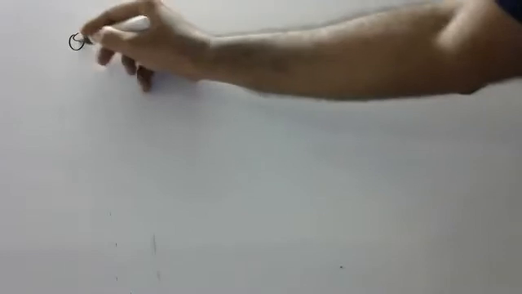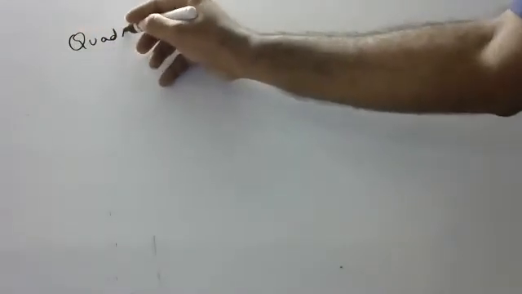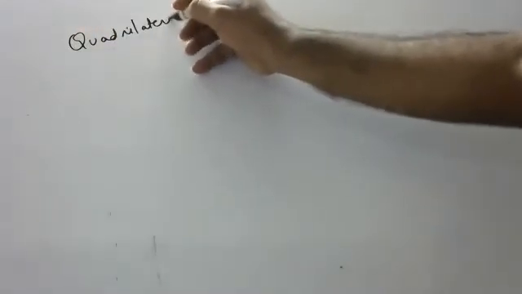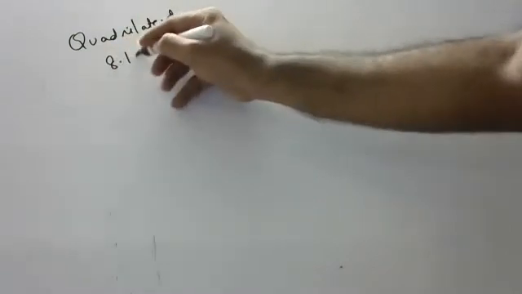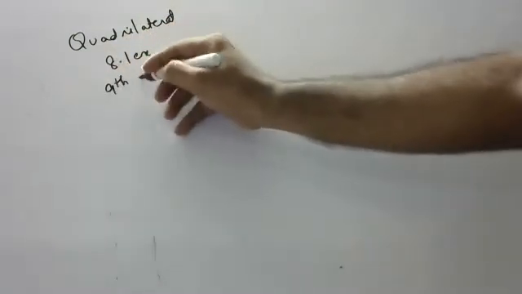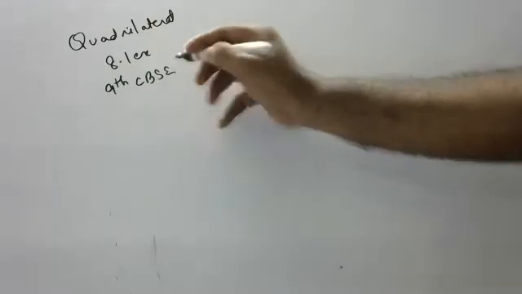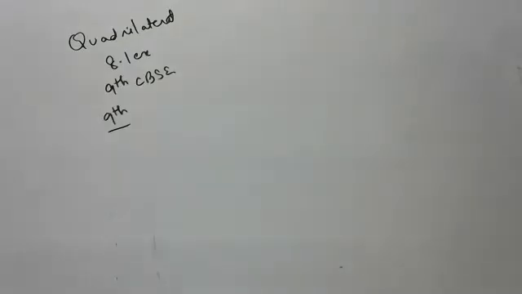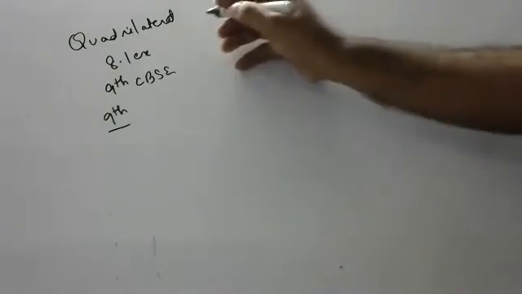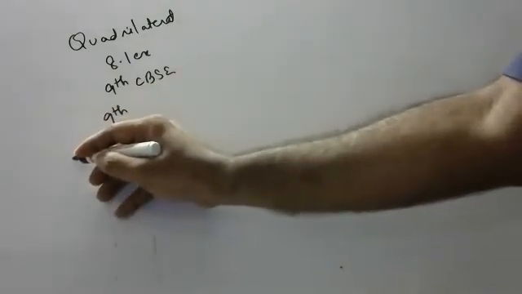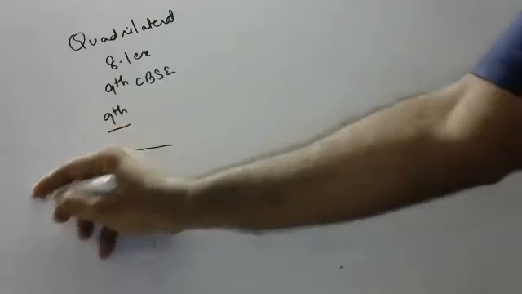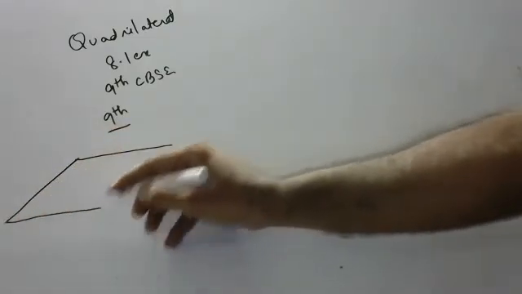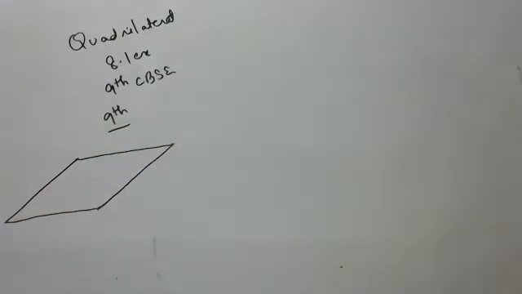So children, today we are going to discuss quadrilaterals. Exercise 8.1, 9th class, CBSE. Today I am discussing the 9th question in exercise 8.1. What is the 9th question? See, children, the 9th question is given like this.